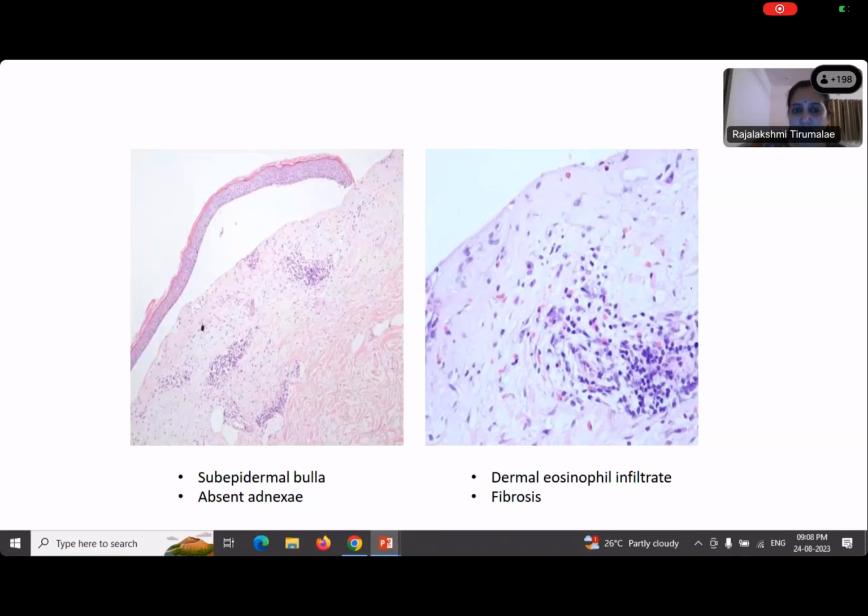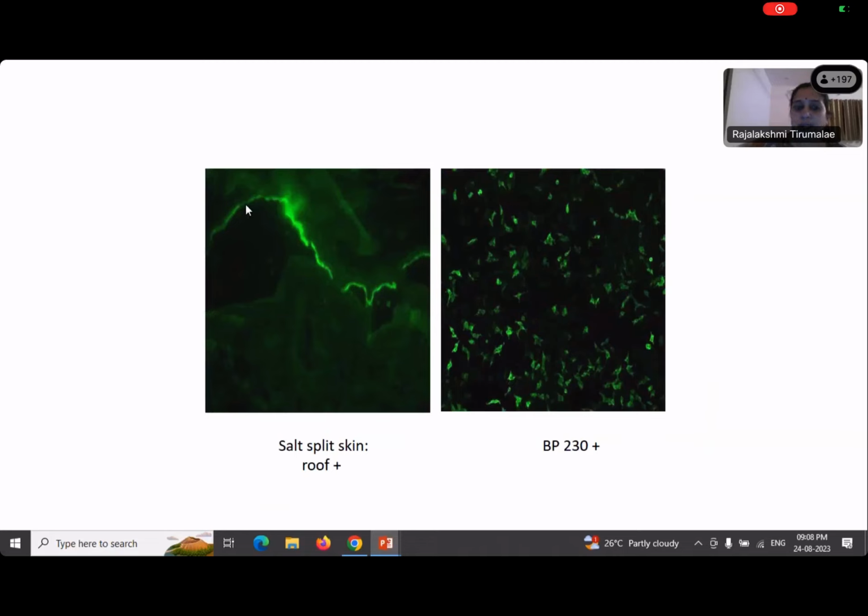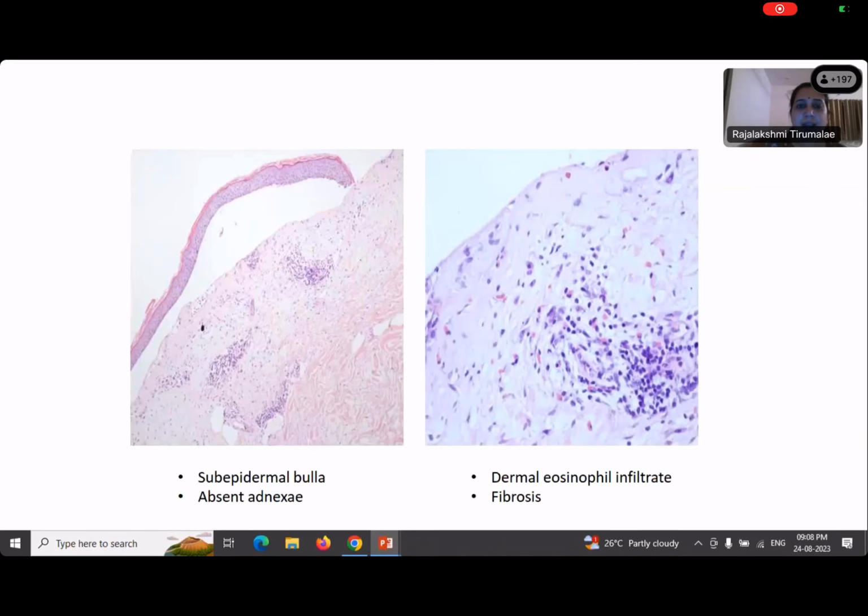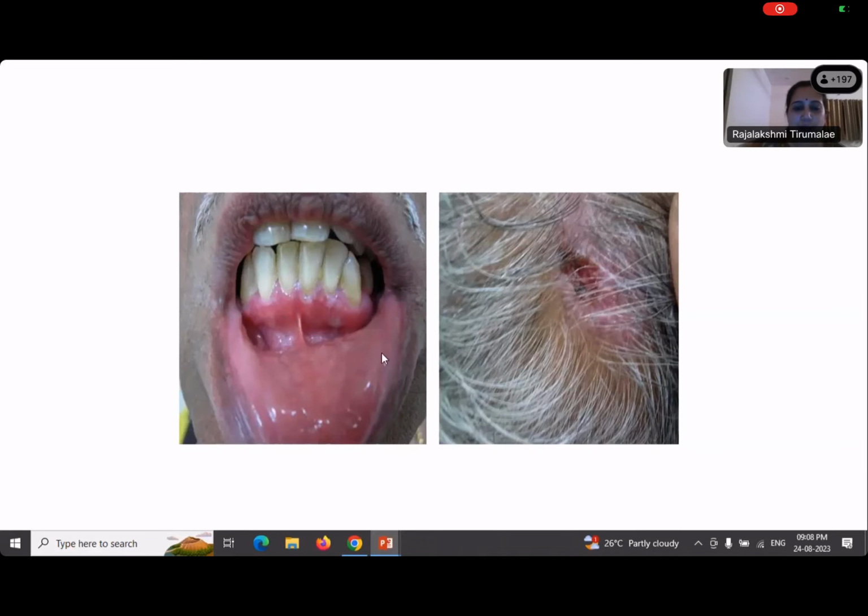So we said, okay, let's do a derm mosaic or a biochip, and this is what we got. The salt split skin substrate showed positivity on the roof, and the BP230 was positive. And if I go back, on the day we did the derm mosaic or the biochip, this patient also developed oral erosions, right? Till then, he did not have oral erosions.